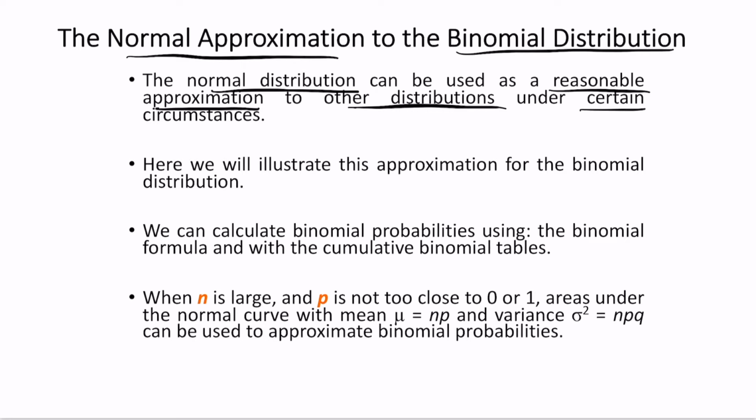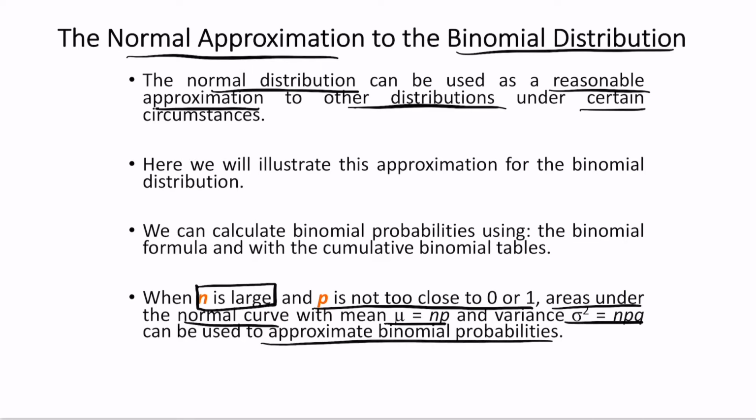What are the circumstances that you have to use? The two conditions are that n should be really large, and p is not too close to 0 or 1, so it's somewhere in the middle. The areas under the normal curve with the mean and variability can be used to approximate the binomial probabilities.